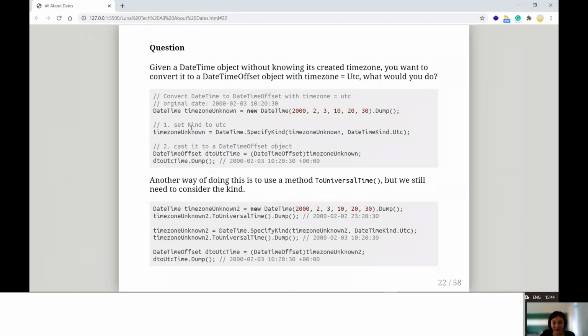Yeah, so what we can do is we can set the kind to UTC, right? Because we give it the kind and then it knows it's UTC, right? And then we just cast it to be a DateTimeOffset. So that's how you can convert if you know a DateTime is UTC. Another way of doing it is convert it to universal time and then give it the kind of UTC. It's actually doing the same thing, just trying to give it the UTC kind.